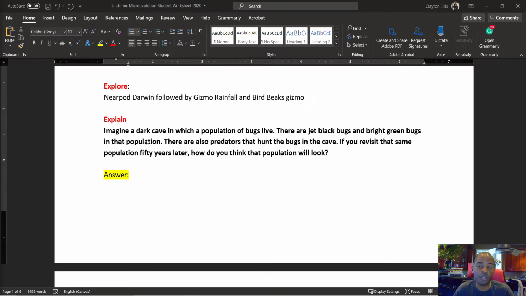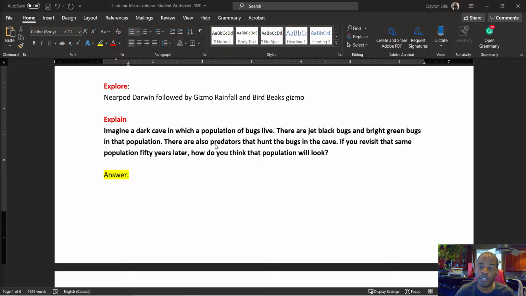If you go back to your Google Doc, you'll see these questions on your Google Doc. In the first question, I want you to imagine a dark cave where a lot of little beetles live. Some of the beetles are very, very black, and some of them are very bright green. There's variation in the population, so that's an interesting word, a word we'll explore a little bit later.